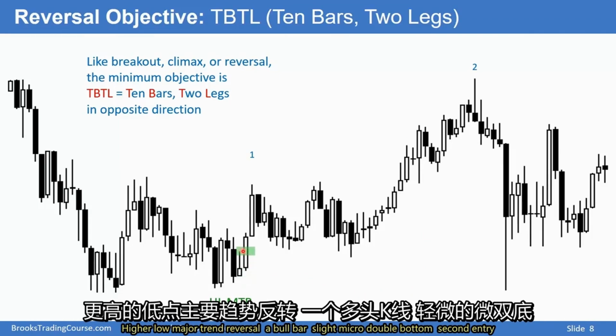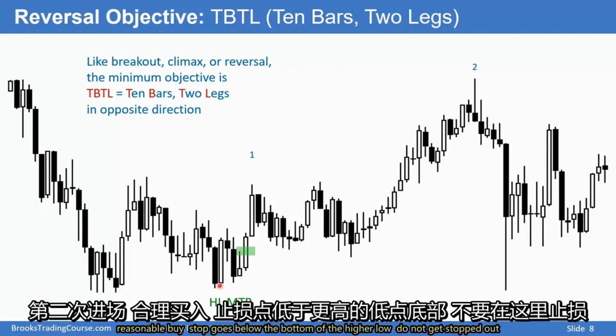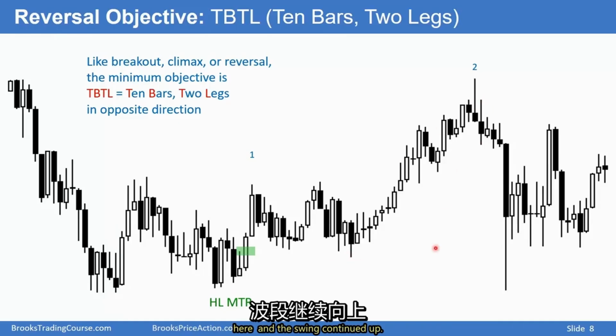Higher low major trend reversal, a bull bar, slight micro double bottom, second entry, reasonable buy, stop goes below the bottom of the higher low. Do not get stopped out here, and the swing continued up.